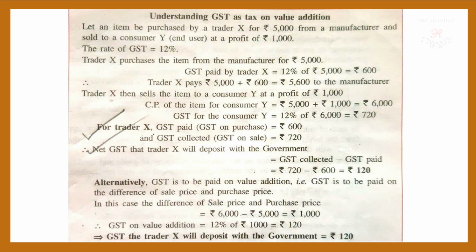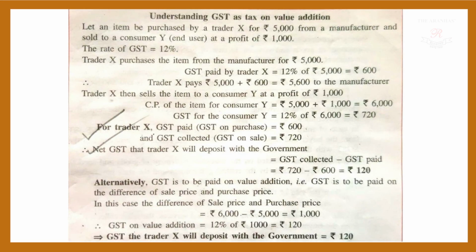Then the trader X sells this item to consumer Y with a profit of 1,000. So the cost price of the item for the consumer will become 5,000 plus 1,000, that will be 6,000, that is here. You can see. Now you have to calculate the GST paid by the consumer, that is 12% of 6,000, that will be 720 rupees. You know how to calculate 12% of 6,000. That will be 12 upon 100 into 6,000, that will land up to 720.